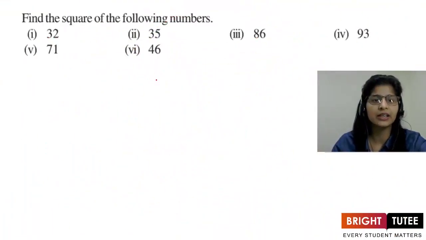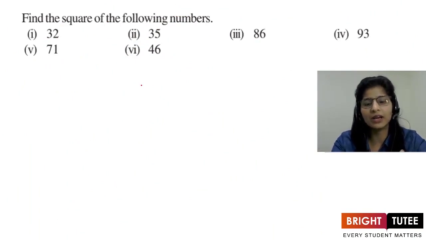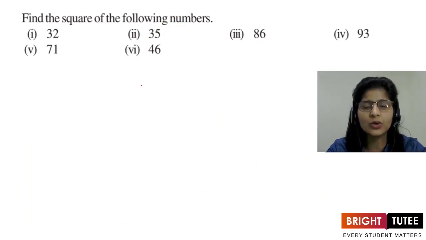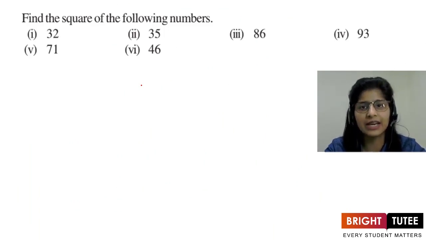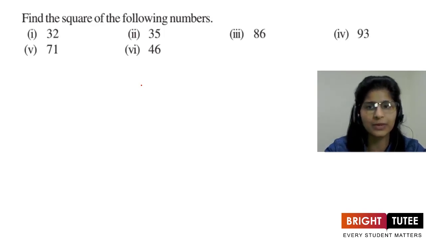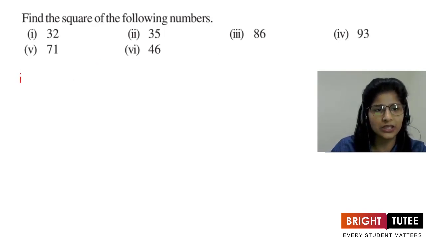So see here, we have to find the square of the following numbers. What we have learnt today is Pythagorean triplets. We have learnt, if a number has unit digit 5, how to find out the square of that. And we learnt about the patterns, right? So just to see here, they're asking to find the square of the following numbers. The first number is 32.